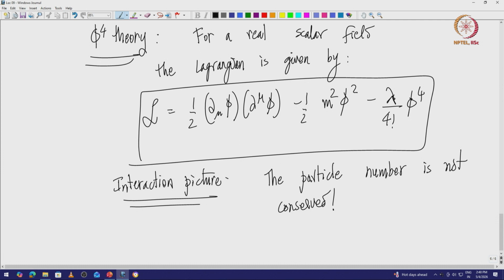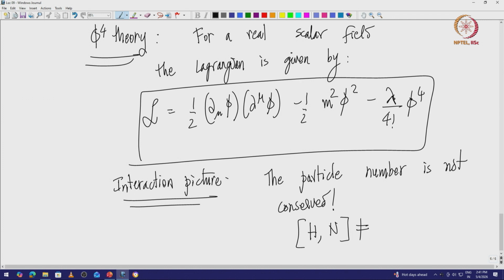The total charge will always be conserved essentially. If you are thinking in terms of a charged scalar, then you can see that the total charge will be conserved. But anyway, since we have written the real scalar field, I will leave it just with the particle number.